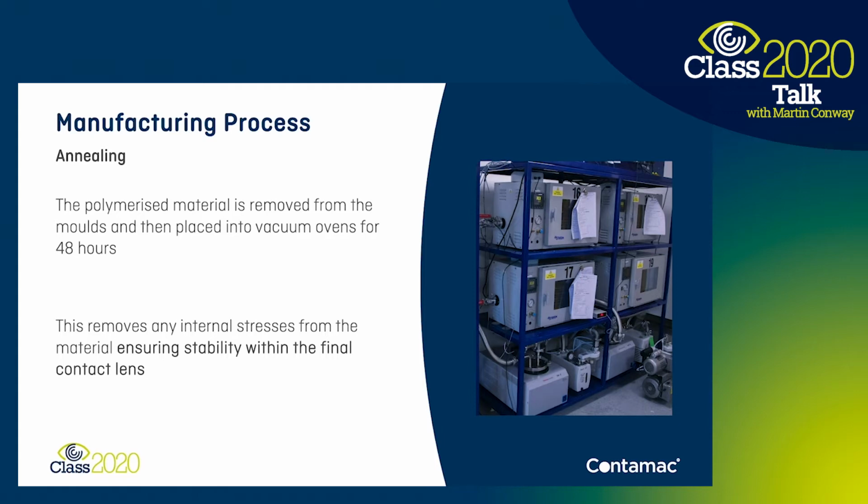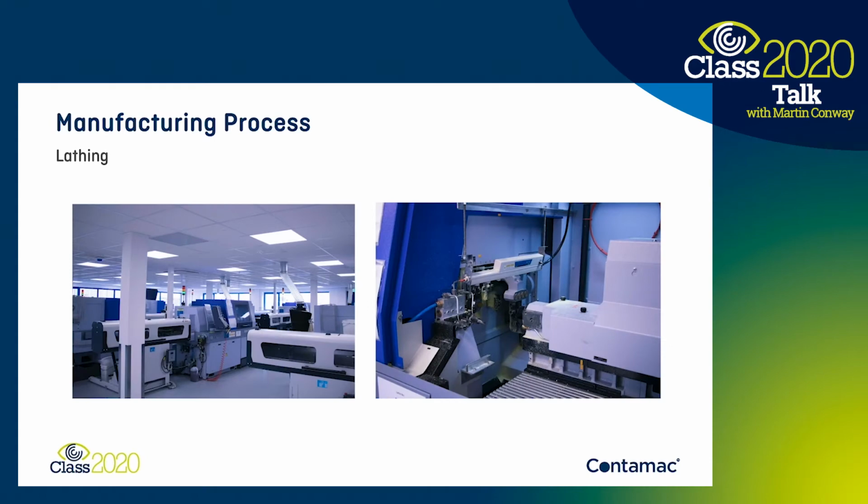At the same time, we apply a vacuum to those ovens so that any monomer that has not been polymerized, that isn't tied into a chain, is removed from the process, so that it's not left in the material to irritate the eye when the lens is put into the eye at the end of the process. So this process can take up to 48 hours. Those rods are then placed into these automatic lathes.